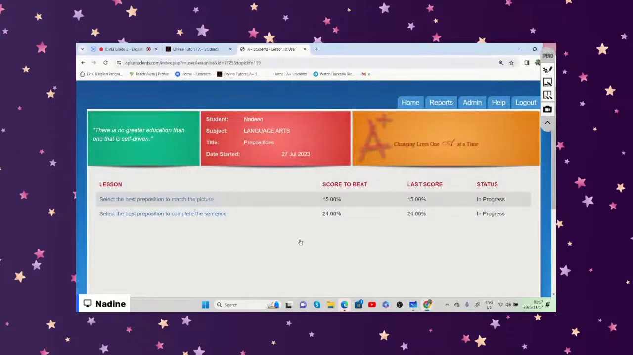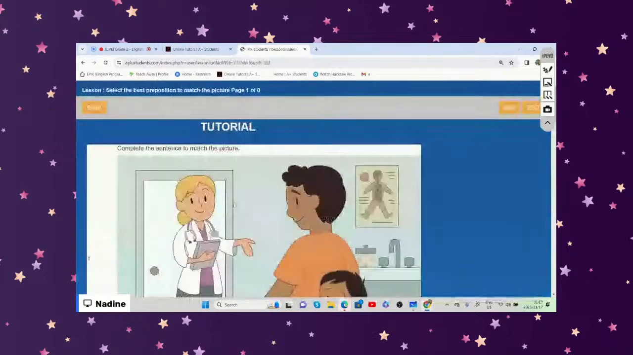All right, so now we're going into the first lesson, which is to select the best preposition to match the picture.